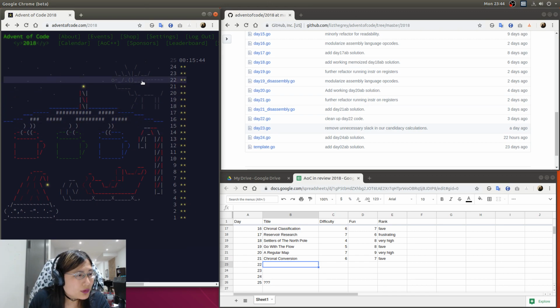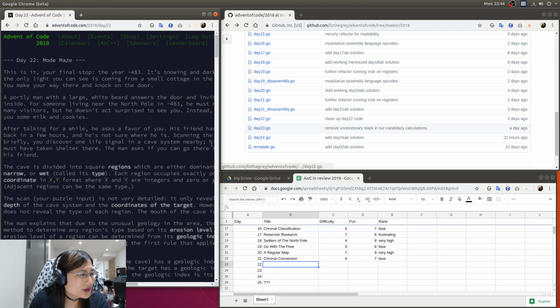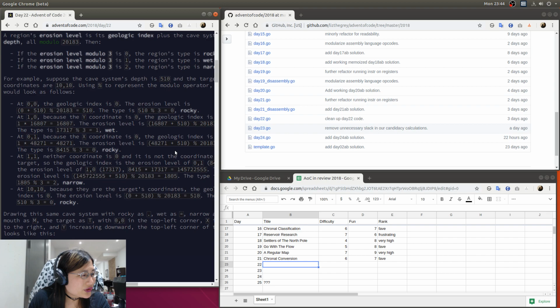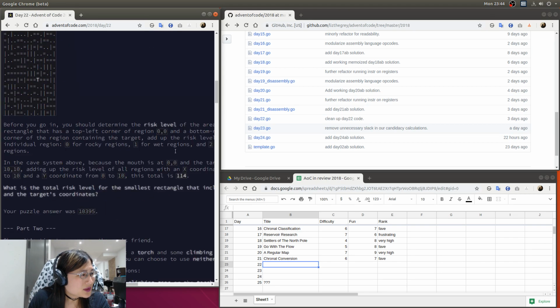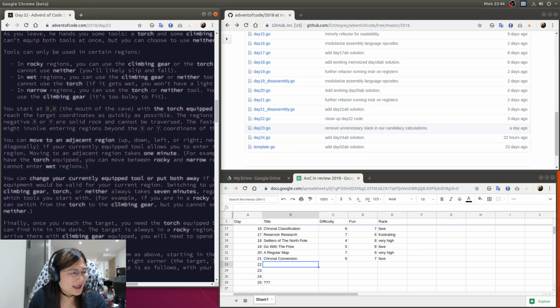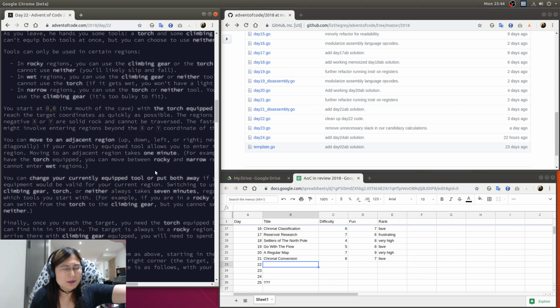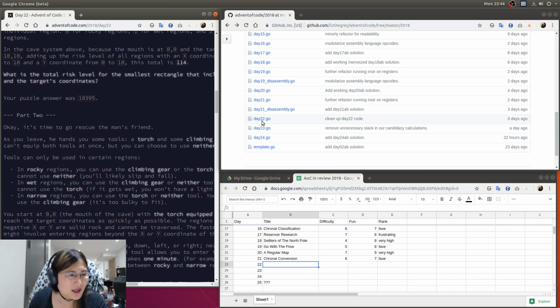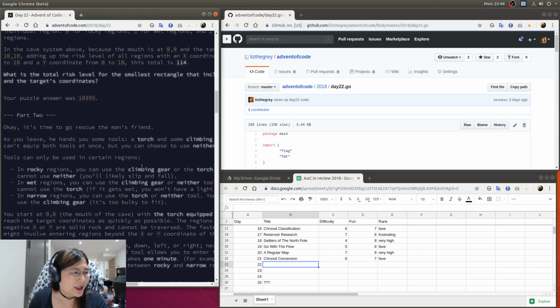Day number 22. What did we do in day 22? Day number 22 was calculating, first of all, making sure that you have the correct procedurally generated terrain. And then secondly, doing a breadth-first search to find out what's the best possible path. Well, I guess technically an A-star search is the correct search technique. This one was the cave spelunking.